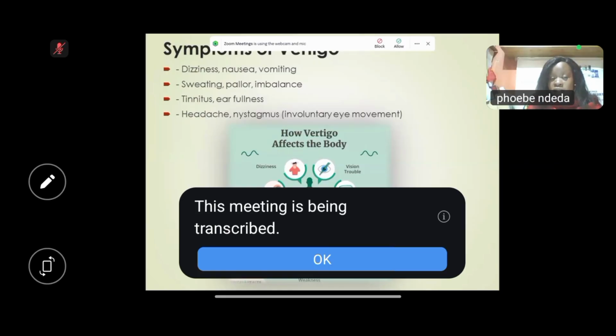Now, anytime you're having a vertigo attack, remember, you can be sweating. You can have pallor and also imbalance. Another symptom that will happen when you have a vertigo attack is tinnitus and ear fullness.